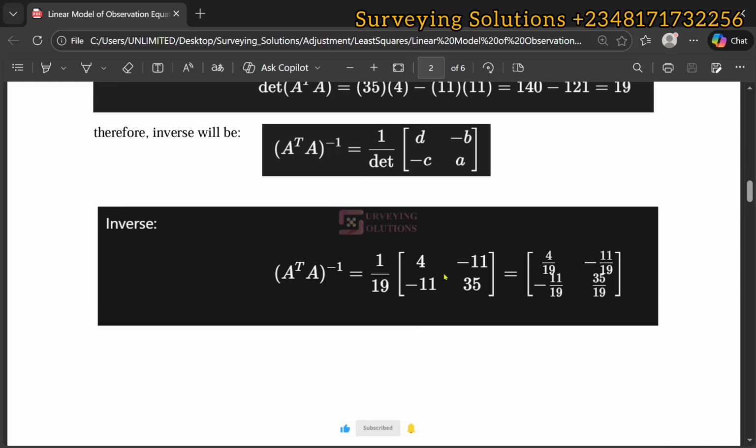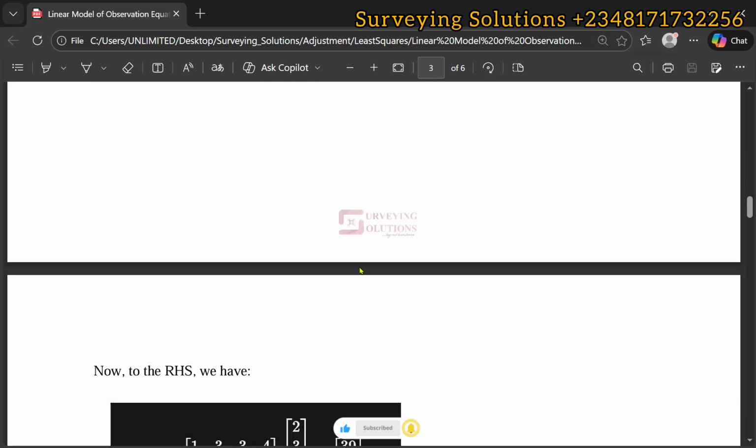So that's what we have gotten here: 4, 35, minus 11, minus 11, and then we have our determinant dividing through. This simply means we have 4 over 19, minus 11 over 19, minus 11 over 19, and then 35 over 19, by the time this 1 over 19 multiplies into our matrix. Right, good. So this is now the inverse of A transpose A. Now that's one side of the formula.